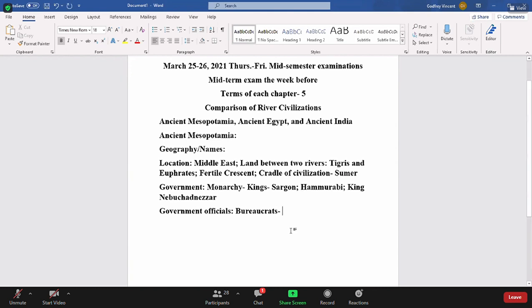What were they doing? What were their jobs? What were their functions? Tax work, collection, military. They were involved in education, trade, religion, right? We can say foreign affairs. So location, sorry, government officials.